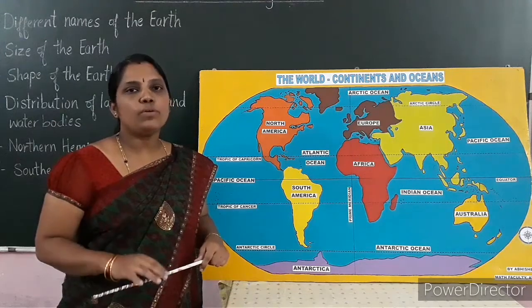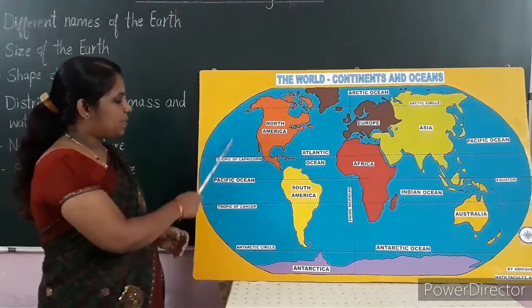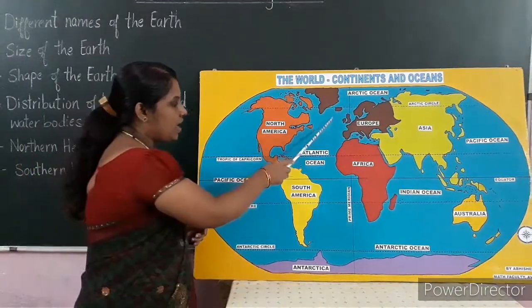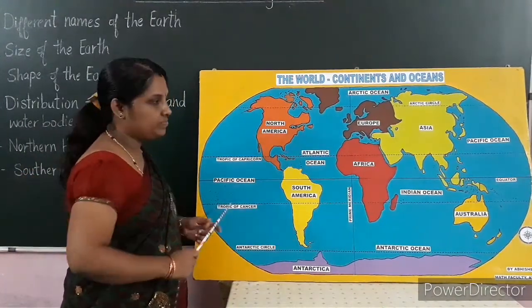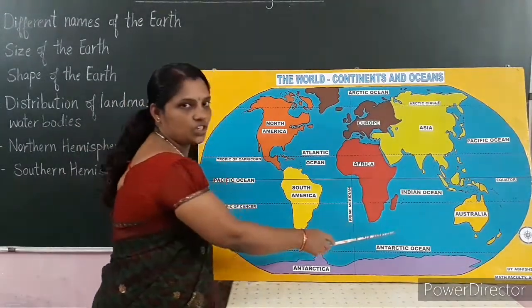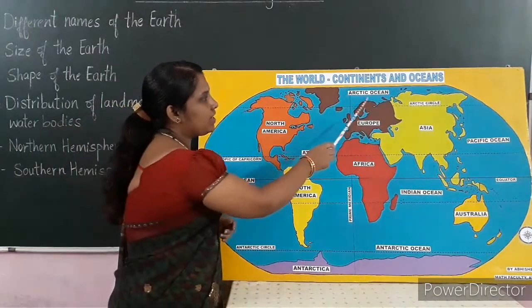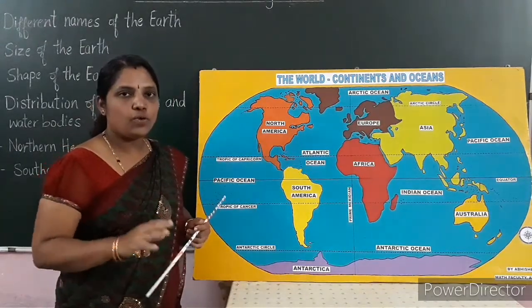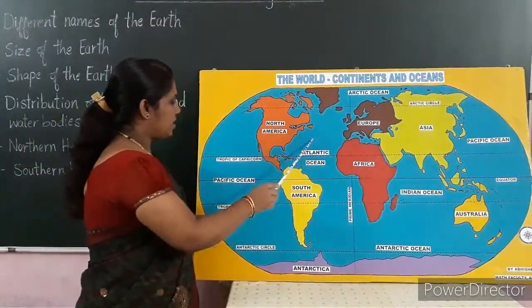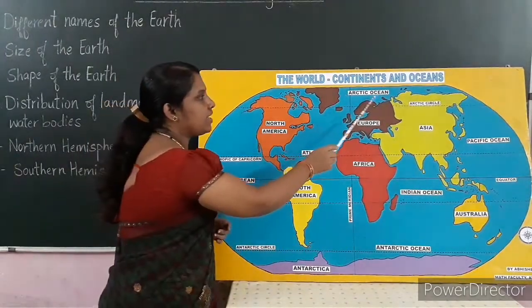There are 4 major oceans. They are Pacific Ocean, Atlantic Ocean, Indian Ocean, then Arctic Ocean.